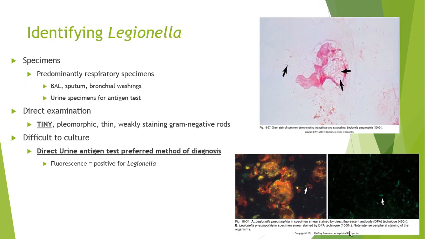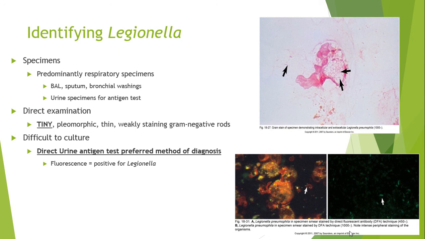So specimen types, of course, it causes pneumonia. So you want to collect respiratory samples like a BAL, where they go in and wash out the alveoli in your lungs with saline and then suck it back out. Bronchial washings, sputum, and then if you're going to do an antigen test, which is your preferred method, it's urine samples. And here it is. See how tiny they are? You can hardly even see them unless you know that they're there. They're teeny, tiny. Very difficult to culture. So your urine test is optimum.